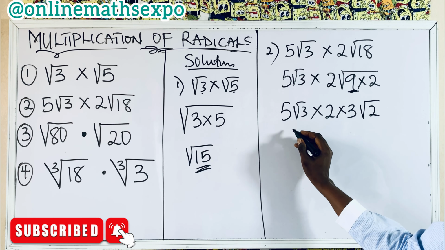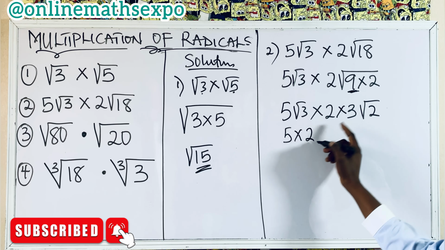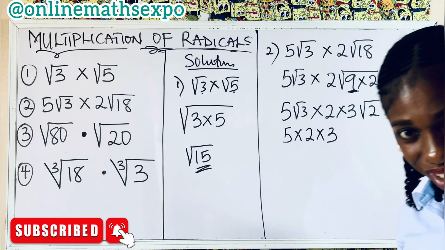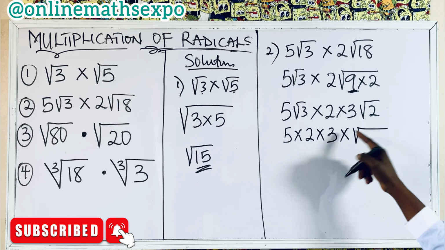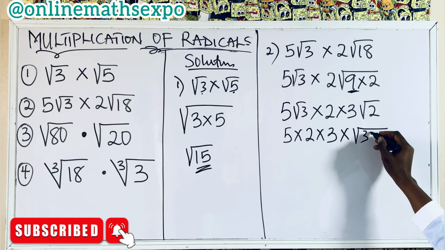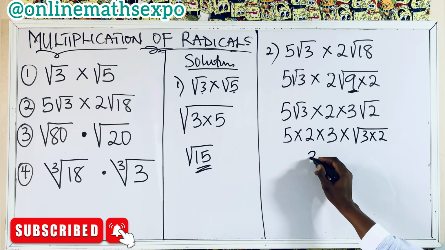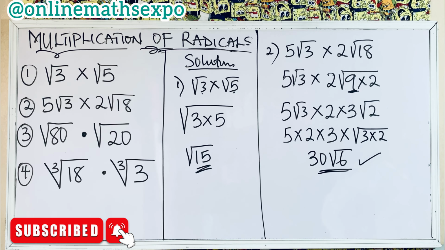So if you multiply this, you're going to have 5, we multiply this 2, we multiply this 3. Remember we said coefficients, we multiply coefficients, and the radicands, we multiply radicands, okay? So 3, we multiply this 2, and when you multiply this, it gives you 10, and that is 30 root 6. And this is what we have as an answer.